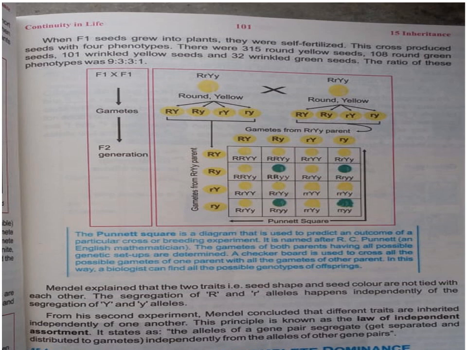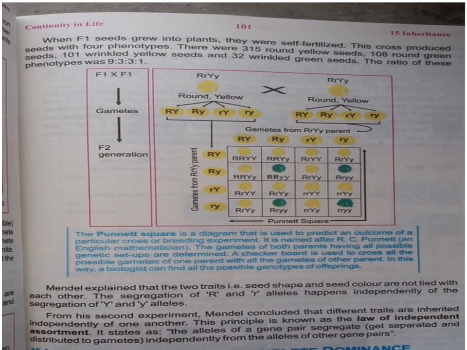So here is a Punnett square, which is a diagram that is used to predict the outcome of a particular cross or breeding experiment. It is named after R.C. Punnett, an English mathematician. The gametes of both parents having all possible genetic setups are determined. A checkerboard is used to cross all the possible gametes of one parent with all the gametes of the other parent. In this way, a biologist can find all the possible genotypes of offspring.